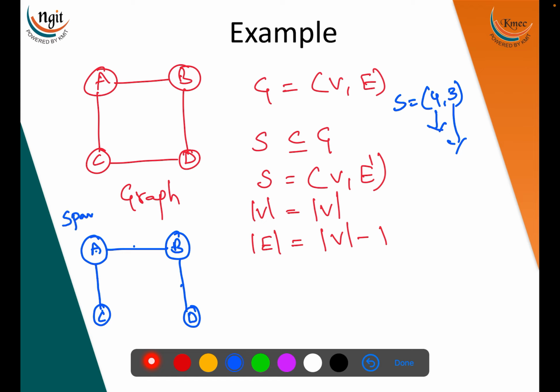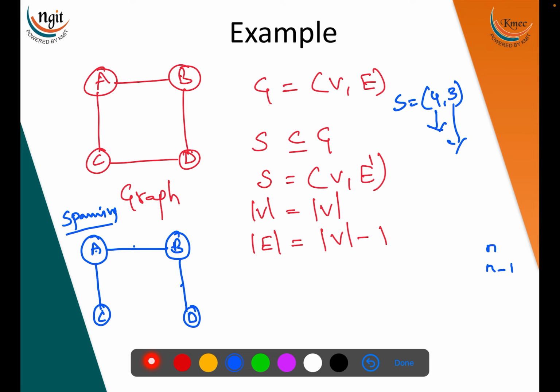In other sense, you can say something like this, that a graph which doesn't have any cycle is also called a spanning tree. I repeat, a graph which doesn't have a cycle is called a spanning tree. In other sense, you can say that if a graph is having n number of edges, spanning tree always will have n minus 1 edges. So these are the common definitions we can give for spanning tree.